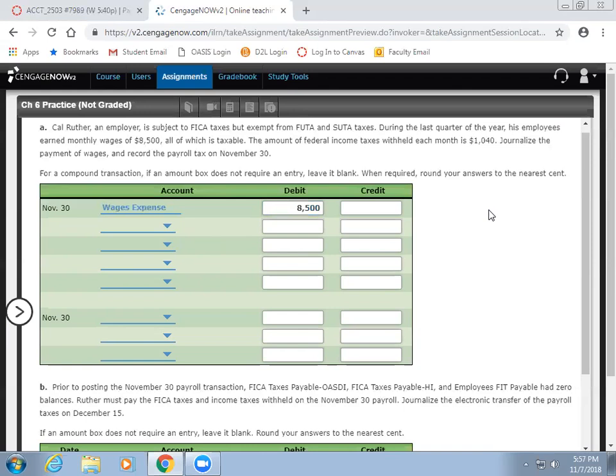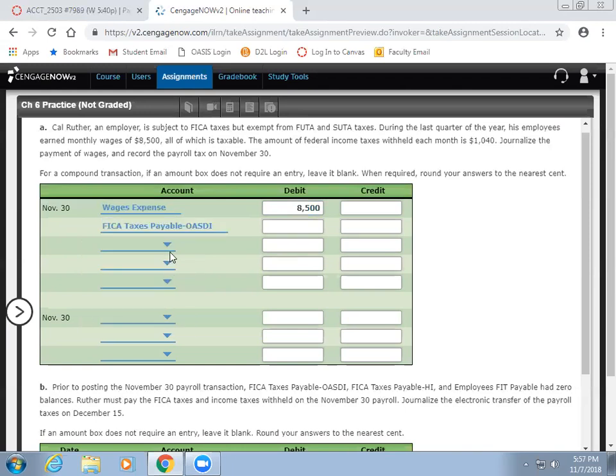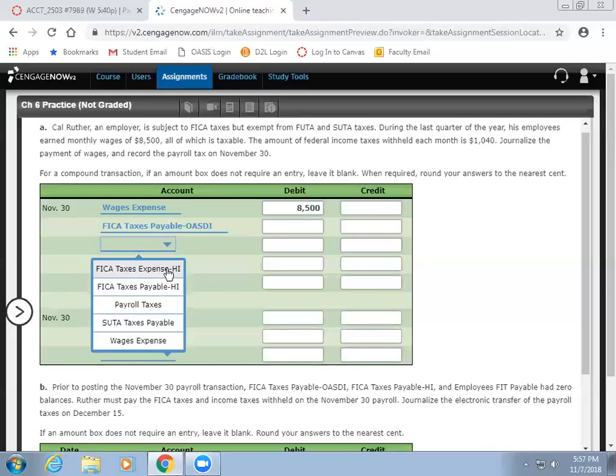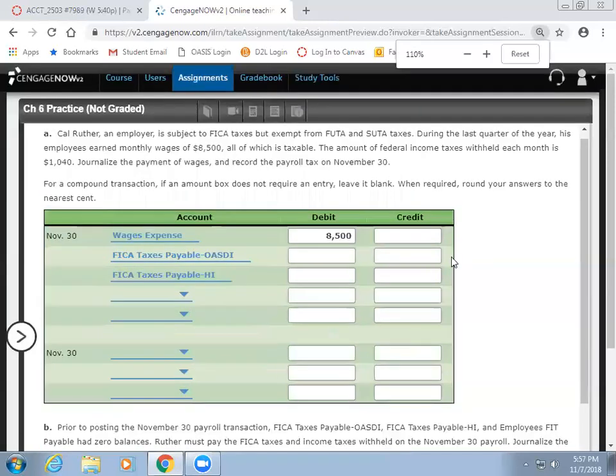So that's the total expense to the business of employing these employees. Well, they told us that all of it is subject to taxes. So we know we're going to have to pay both. The employee is going to pay both FICA Social Security and FICA Medicare. So what we do is we credit those to FICA taxes payable. So we'll have a FICA taxes payable for Social Security, and we'll also have a FICA taxes payable for Medicare.